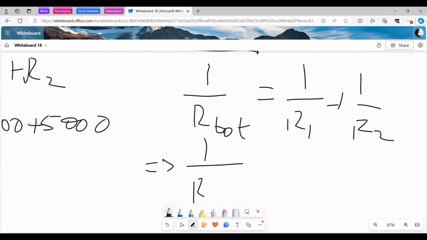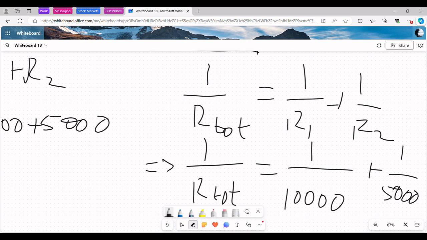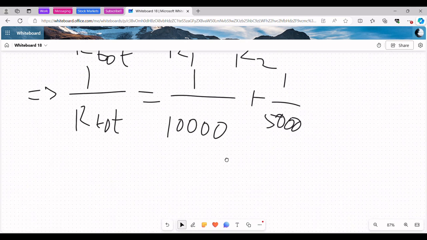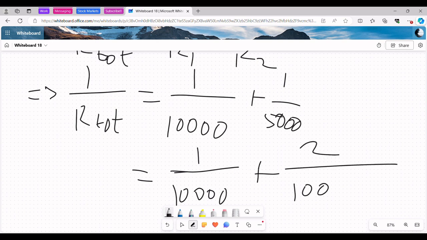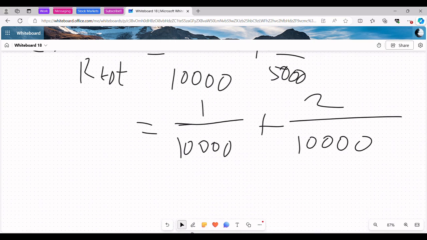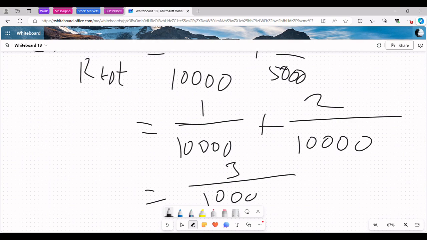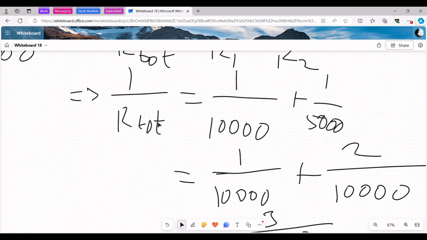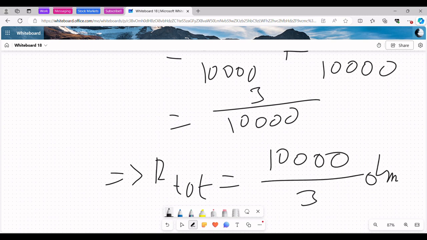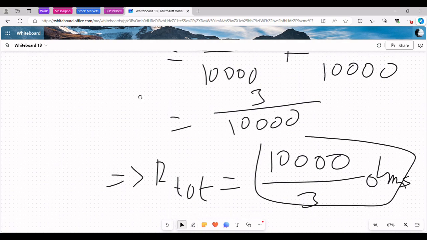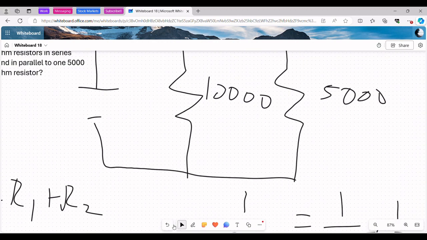So this implies that 1 over R total equals 1 over 10,000 plus 1 over 5,000. This equals 1 over 10,000, and we can multiply the top and bottom of the 5,000 by 2 to get 2 over 10,000, just so that we have the same denominator, and now we can add these together. So this equals 3 over 10,000. But that's not the final answer, because this was 1 over R total. So to find R total, we have to flip this over. This implies that R total equals 10,000 over 3 ohms. And this is the total resistance of this circuit right here.